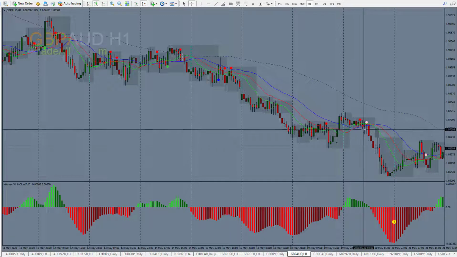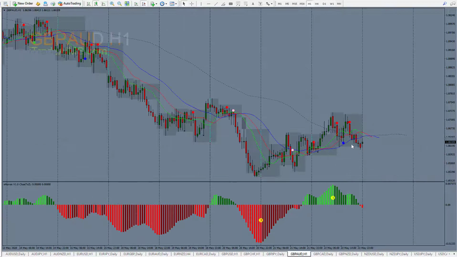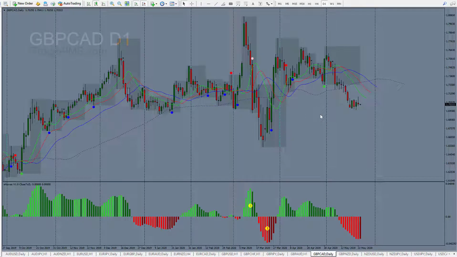This was a setup here and it went down, so that's your sell, that's your stop loss, bang, it goes down. Right, next one is the pound Canadian dollar. It is in a downtrend as well.